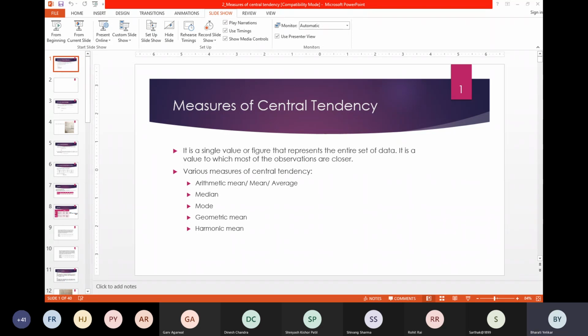For a probability distribution. So what is this probability distribution? It is a statistical function that describes all the possible values. Remember that, all the possible values and likelihoods that a random variable can take within a given range. This is the definition of probability distribution.